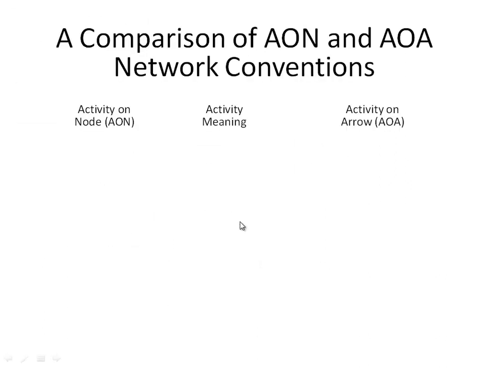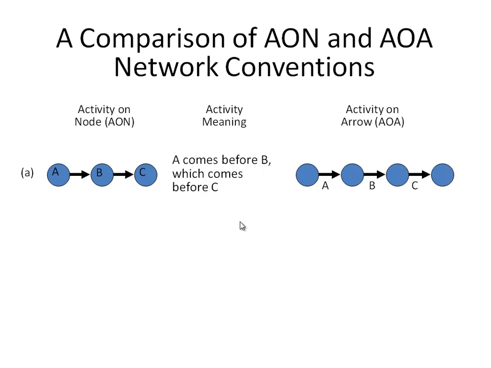If you compare the two, the activity on node and the activity on arrow network conventions, you can see that both are the same. Basically, when you have the activity inside the node, you are saving more space than having it on the arrow. For 3 activities, we need 3 nodes, while for the activity on the arrow, for 3 activities, you need 4 nodes and 3 arrows. So it takes more space to explain that. But otherwise, they're the same.